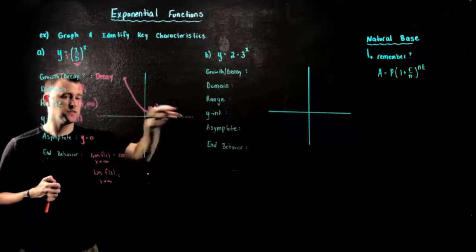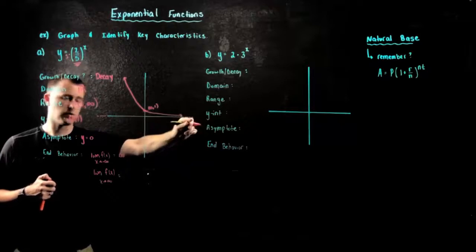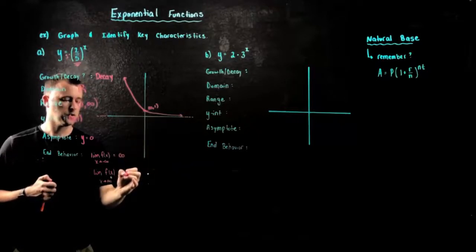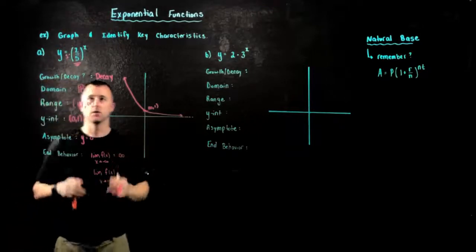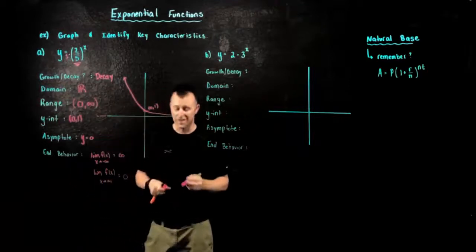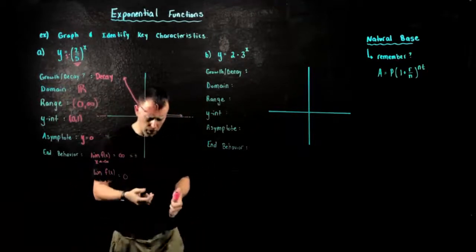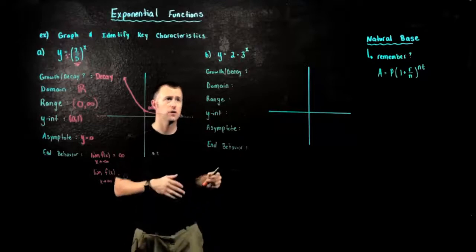As I go to positive infinity, I'm going to the right. Well, this graph is approaching that horizontal asymptote at that point, so it's going to approach 0. So that's all your important information for an exponential decay example. Moving on, I'm going to go over here to our next example.